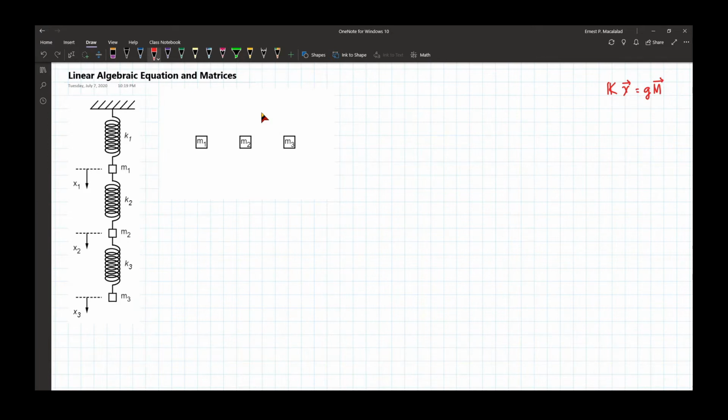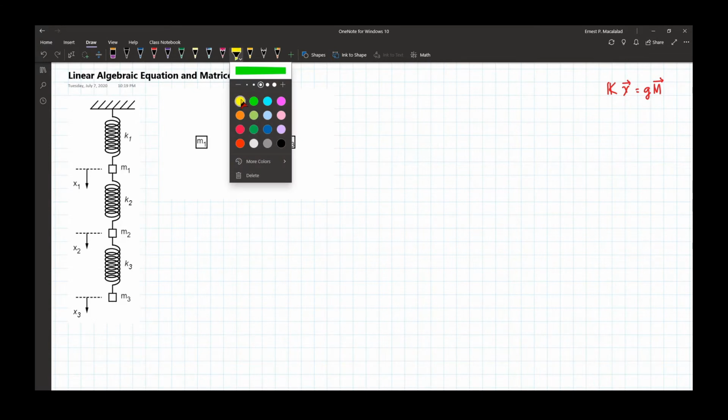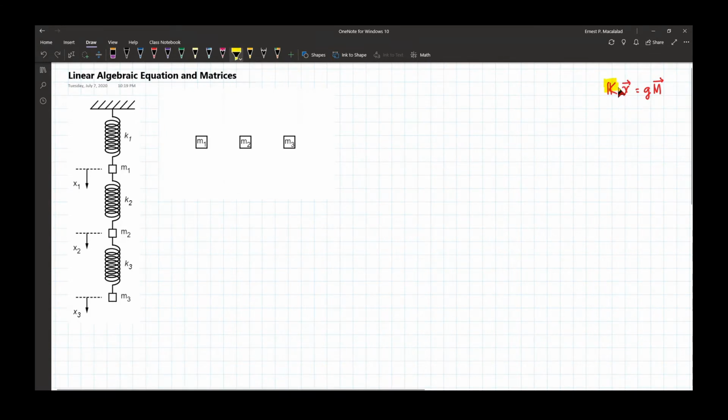Okay, so this one is your usual n by n matrix. This is a square matrix. This is a vector, an n by 1 vector. G is a constant, and m is another vector. So we must place our solution in this form. Then we can solve this equation using several ways.